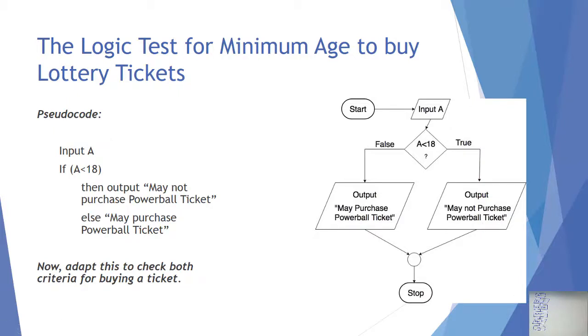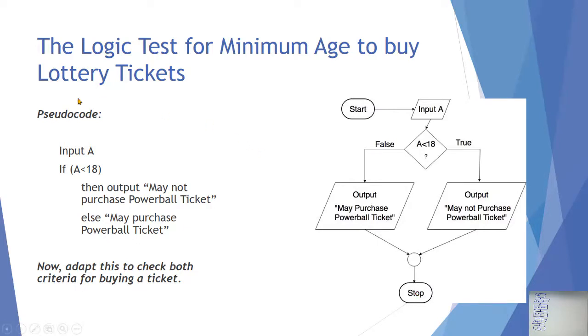You're not old enough. But if that's not true, if they are not under 18, well, then they must be 18 or older. If they're not younger than 18, then the output is, yeah, you can buy your Powerball ticket. And again, we're not asking whether they have money in this example, but in either case, these two things flow back into a connector and get sent to the next step, which is to stop.